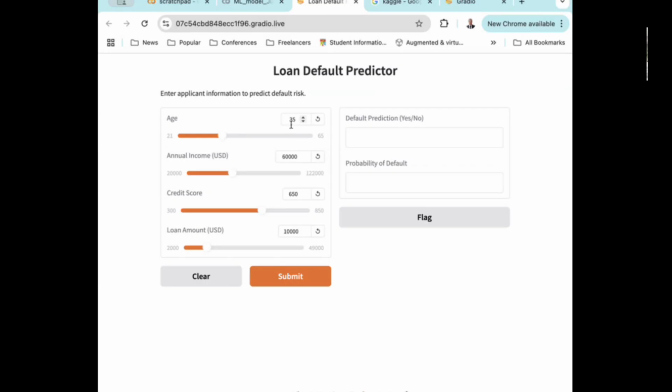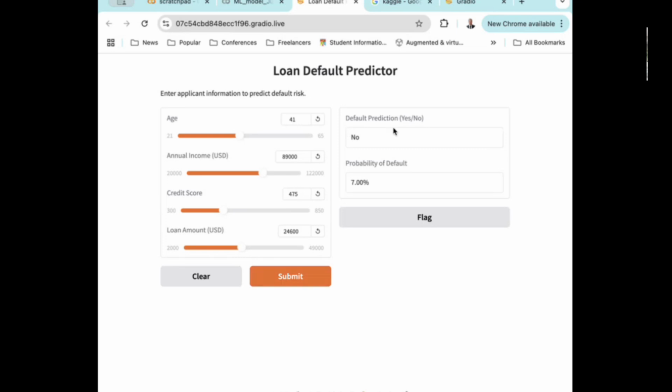Deployment. Now you can enter the values. I limited it between those data. You can enter the values. Okay, I'm going to say maybe the age is what? Maybe the age is 41. And then the annual income is 89,000. And then the credit score, it is 475. And then the loan amount, it is 24,000. Then submit.